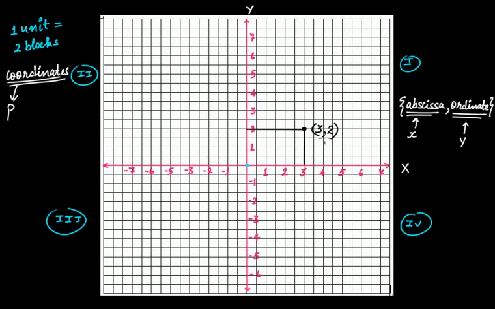Okay, let's take one more example. So this is point P. You will say that the coordinates of this point P are 3, the abscissa or x-coordinate, comma, 2, the ordinate or the y-coordinate. Okay, let's say that you have to tell the position of this point. Let's say that this point is Q.